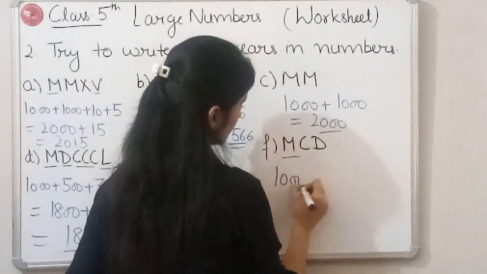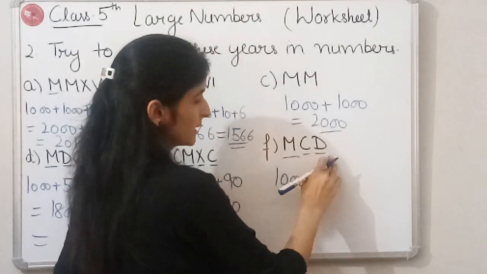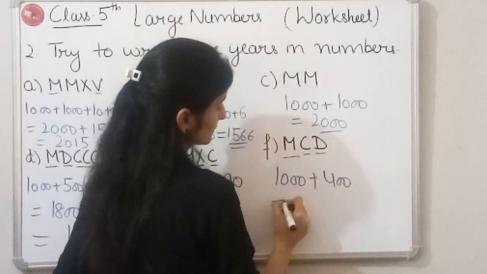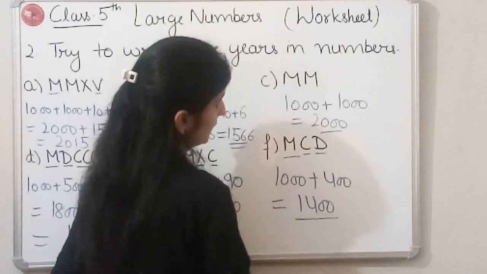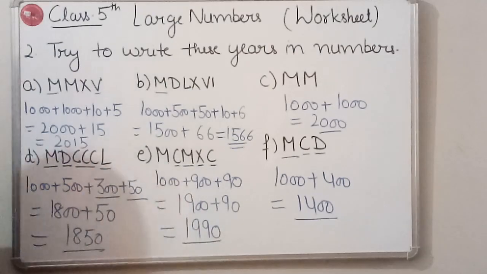Next is F part. M is 1000. CD. D is 500. 500 minus 100 is 400. 1000 plus 400 is 1400. So that is how we have to solve question number 2. This is the solution of question number 2. You can cross check your answers, children.